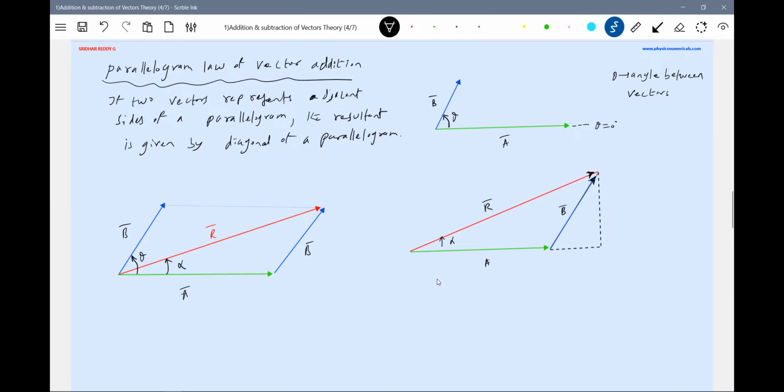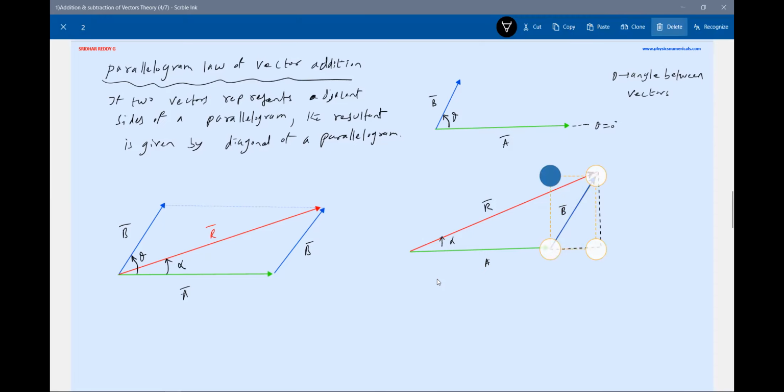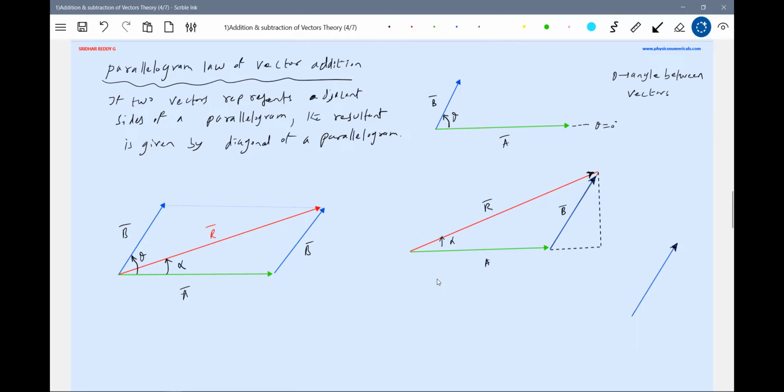So what we did, the vector b bar, where it was here, no? This vector only we have shifted. This vector b bar was here. So what we did, this vector we have shifted and we have brought it here. So what angle does the vector b bar make with the horizontal? The same theta.